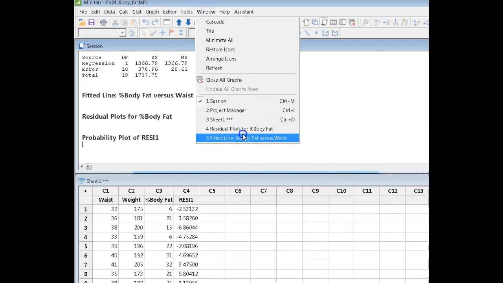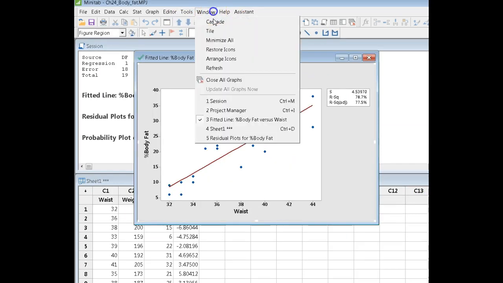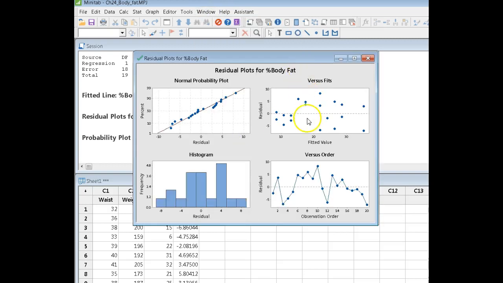All right, coming back to my, oops, wrong one. Hang on now, where is it? Right. Residual plots. Okay, yeah. So I've got a normal distribution on the residuals.